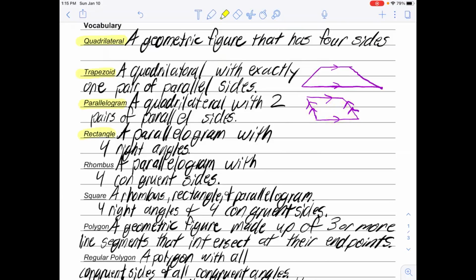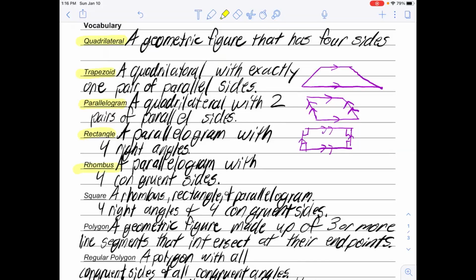Next we have a rectangle. A rectangle is a parallelogram with four right angles. So we've all seen a rectangle before, but what's really important here is that rectangles are parallelograms. So they have four right angles in the corners, but also the top and the bottom are parallel, and the sides are parallel to each other. And that's what a rectangle is.